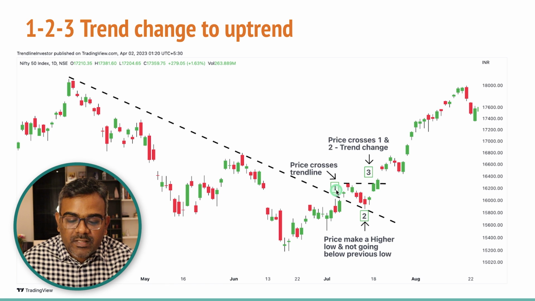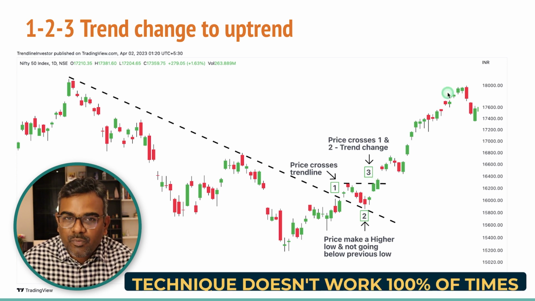So point number two is the price should make or go down further, but the low should not be lower than the previous low point. So that's 2 in the 1, 2, 3 trend change technique. Number three is the price should cross above the point marked here, and that's the third point where you finally have a confirmation that this stock is changing the trend. So that's when you buy, and then you have a clean uptrend by which you can make money.